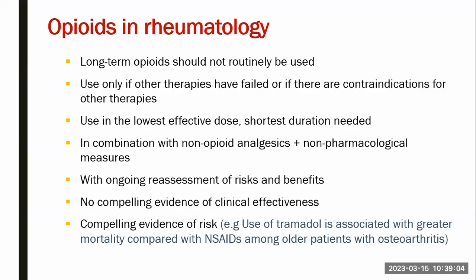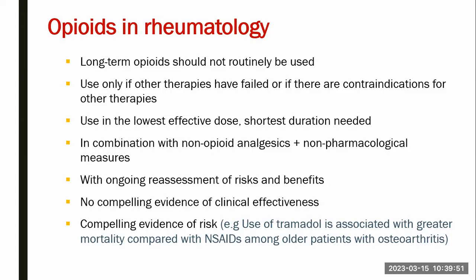Because we do not recommend long-term opioids routinely in patients. And it should be used only if all other therapies have failed or we can't use all the other therapies. And if you're using it, it should be used in the lowest effective dose for the shortest duration of time. And we always try to combine it with another mode of analgesia so that we can reduce the opioid dose and the duration. And we always must bear in mind to continually assess these patients, assess the risk, assess the response, and modify therapy. And there is no compelling evidence of clinical effectiveness of strong opioids over weak opioids.